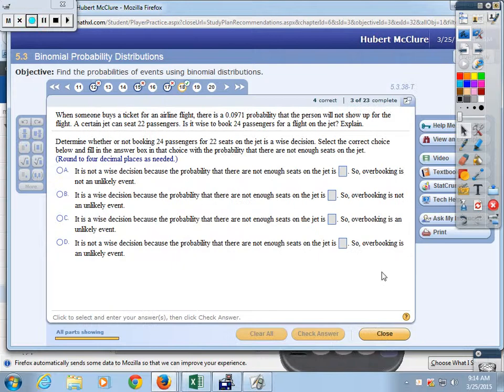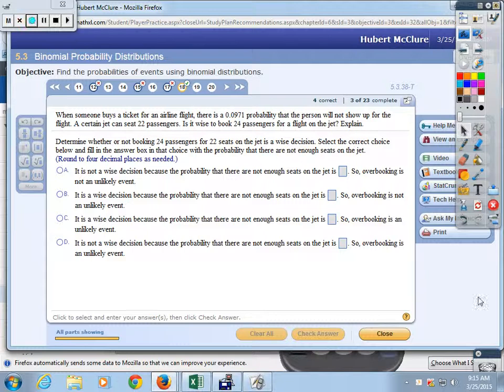And then what's your x going to be? Your x is going to be 24 and 23. Why? Because that's the number of seats that are over 22. You can only put 22 on the plane. You want to know the probability of the 24th person showing up and the 23rd person showing up. That's what you want to know. And that's why you do it that way.